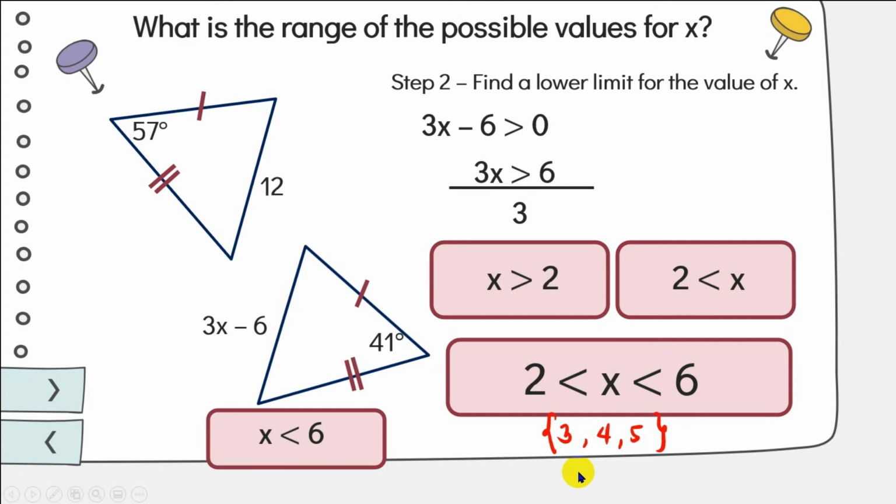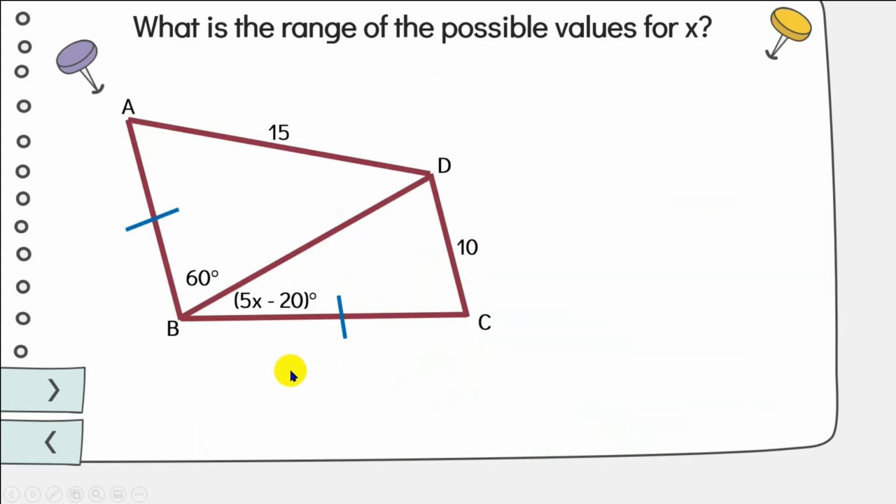Na kapag sinubstitute natin dito, yung 3, yung 4, at yung 5, masasatisfy pa rin that the side opposite 41 degrees is less than the side opposite the 57 degrees. Okay? So, that's for example number 2. Let's proceed to our example number 3.